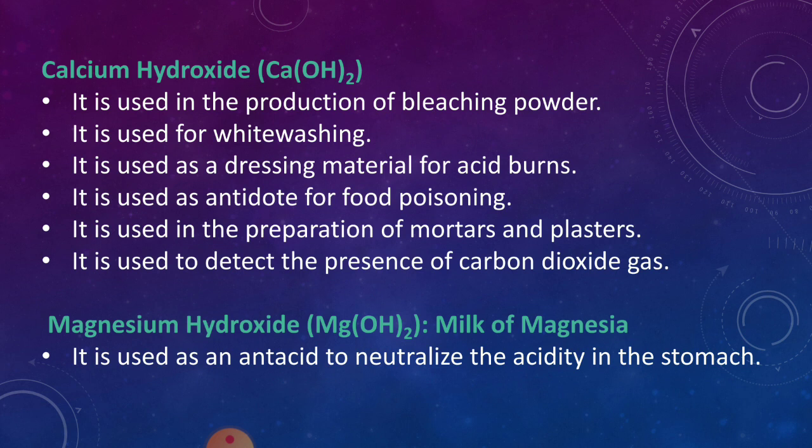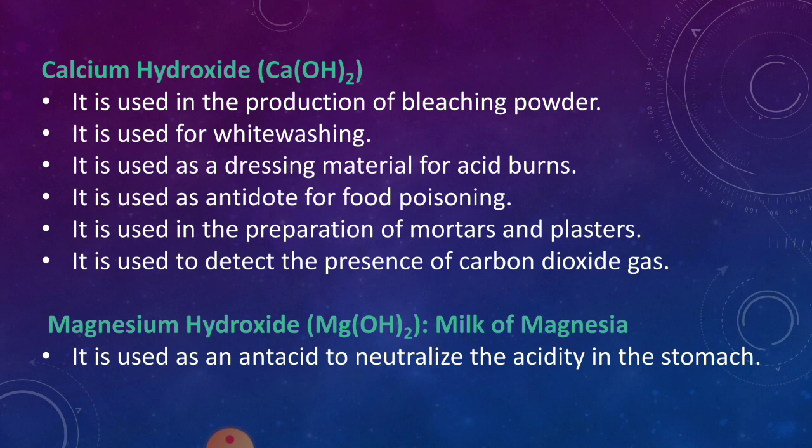It is used in the manufacture of bleaching powder. Bleaching powder, all of you have seen bleaching powder. Then it is used for whitewashing. Then it is used as a dressing material for acid burns. When skin gets burned with acid, calcium hydroxide is used as a dressing material. Then it is used as an antidote for acid poisoning. Then it is used to detect the presence of carbon dioxide gas, and it is also used in the preparation of mortar and plasters.